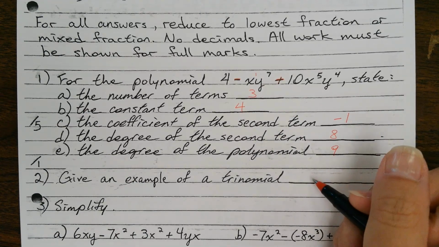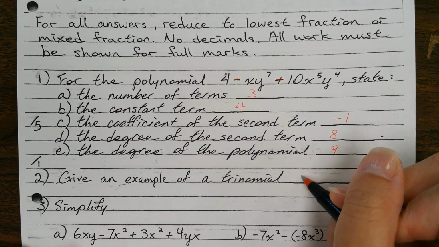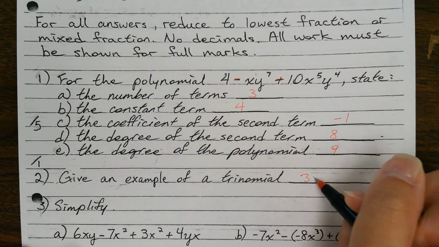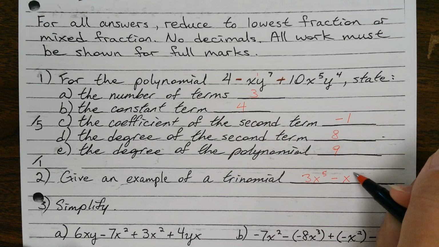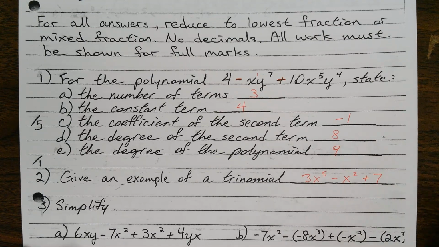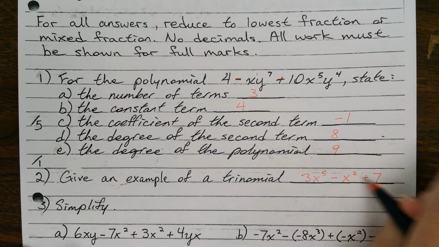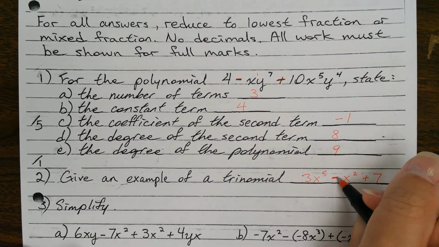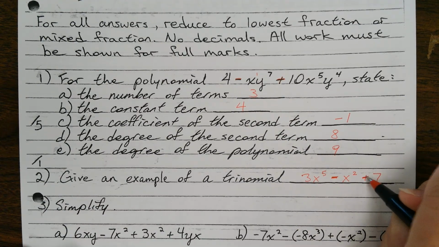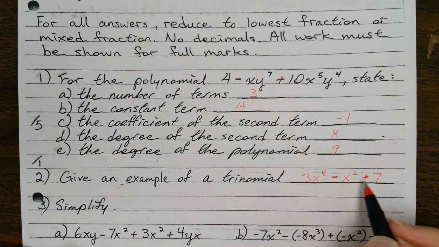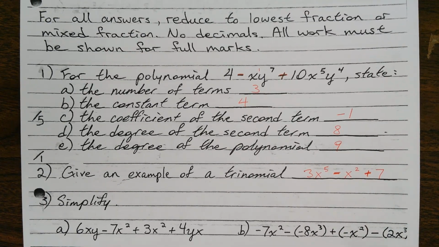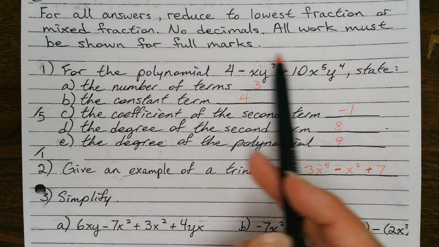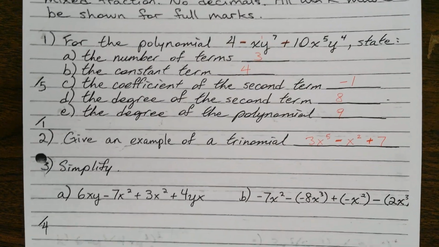Brianna, can you give an example of a trinomial? 3x to the power of 5 minus x squared plus 7. Okay, I like that. So as long as you have 2 symbols, a plus or a minus, to separate the 3 terms, as long as it's 3 terms, it's a trinomial. You can even copy this down because this was a trinomial.